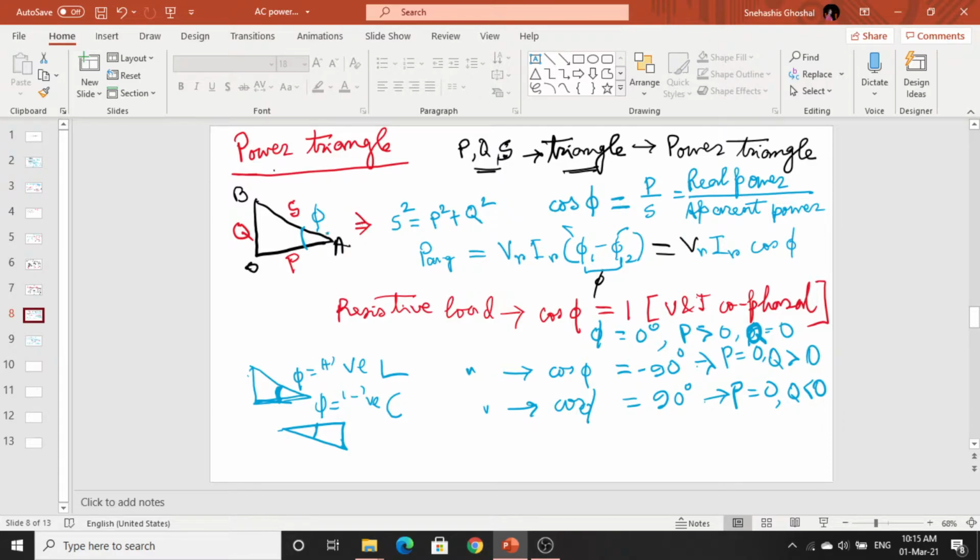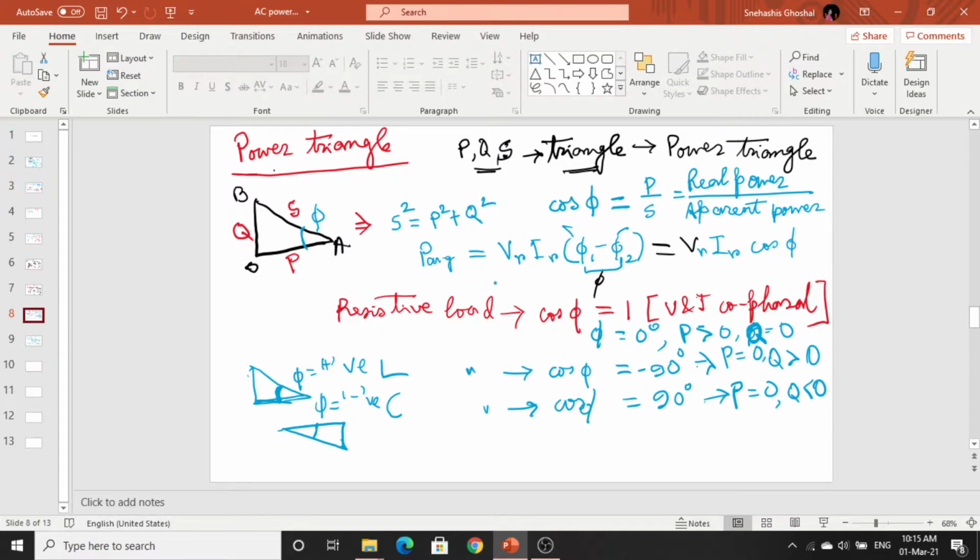Now in this triangle, cos phi is written as P by S, cos phi equal to P by S. So it is a ratio of real power to apparent power. And hence this P average, the real power, is actually S cos phi.